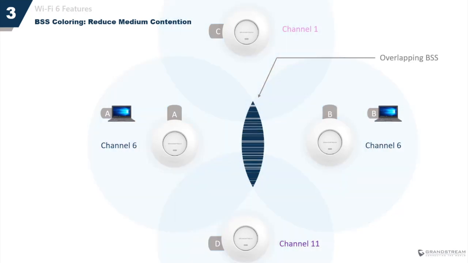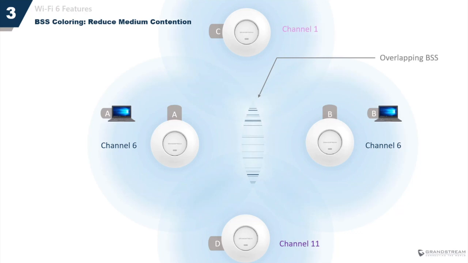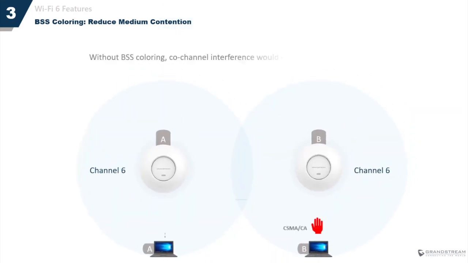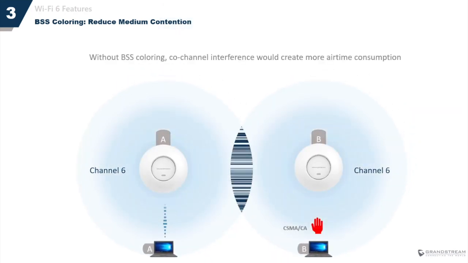In this example, we have access points A and B operating in the same channel, which is channel 6. Now let's focus on these 2 access points to understand what happens when there is overlapping BSS. As you might know, wireless devices use a mechanism called CSMA-CA to sense when the wireless medium is busy or available for transmission. And this mechanism is used to avoid collision among stations transmitting over the same channel.